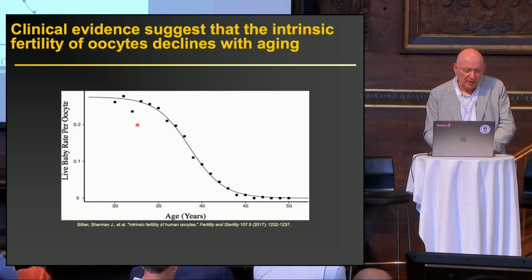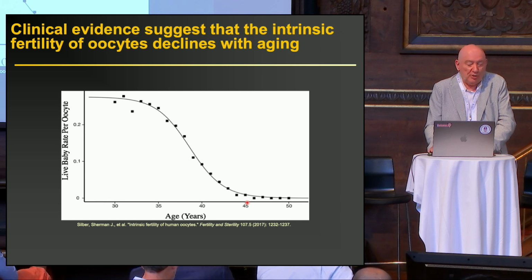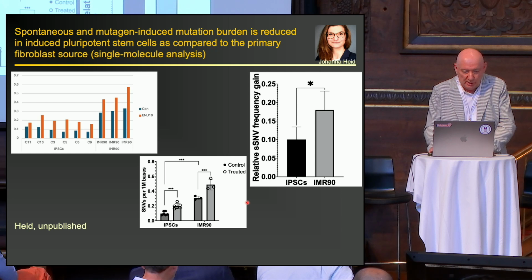And this basically tells you that the intrinsic fertility of oocytes goes down dramatically. This is the baby take-home ratio, as they call it, and it goes down dramatically with age here. So it's very difficult to actually get a baby when you are pretty old. Of course, it's also selection that plays a major role here, so it can be done.